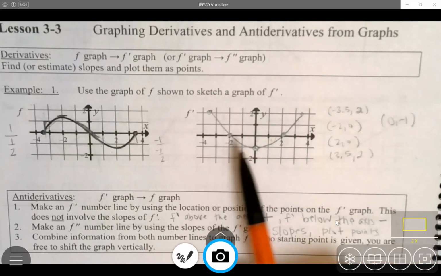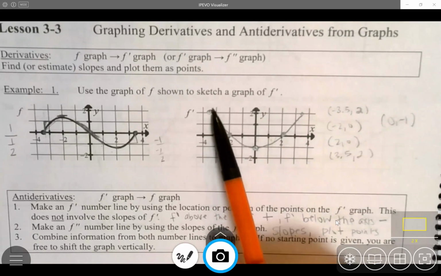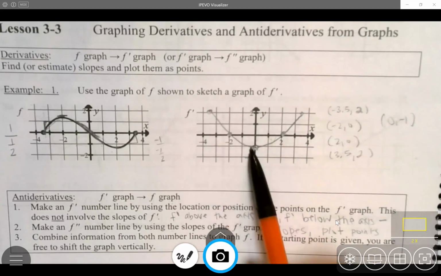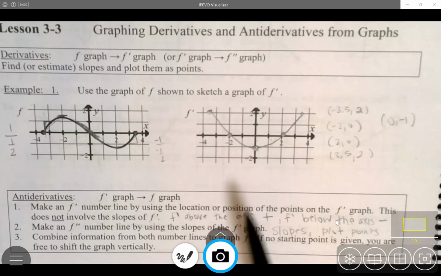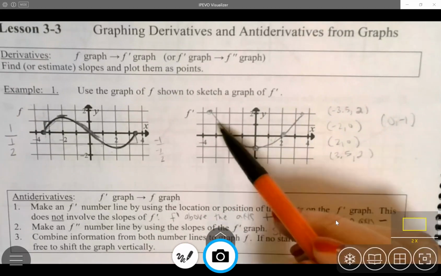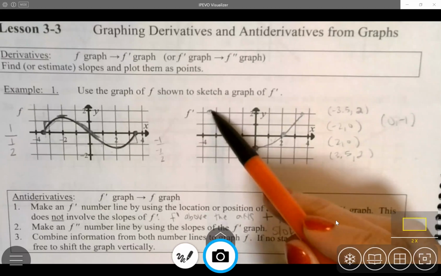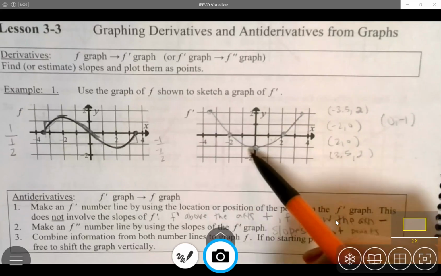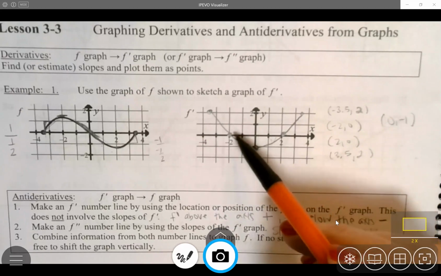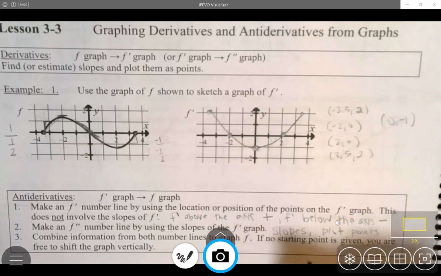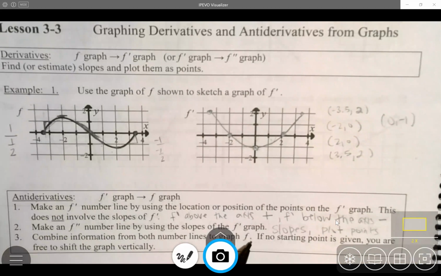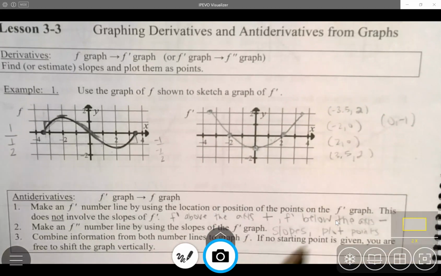So if I did an f double prime graph, I would have a decreasing slope here. So I'm going down right here. So that would be concave. You know what I'm saying? F double prime tells us when it's concave up and concave down. Okay, we'll get to that when we get to an actual graph. So we combine this information and we plot the points. If there's no starting point given, then you can shift the graph wherever you want.